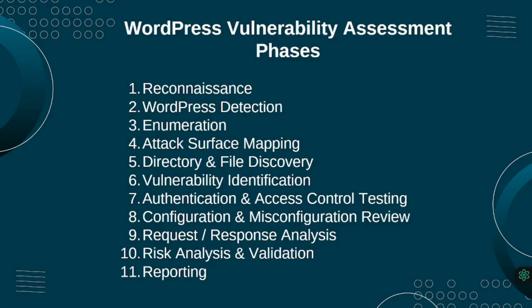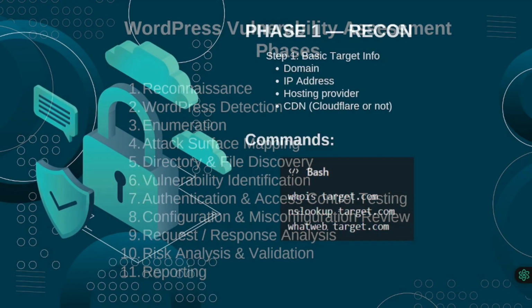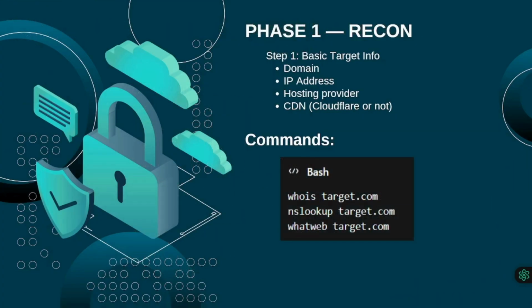First of all, reconnaissance and WordPress detection, enumeration, attack surface mapping, directory and file discovery, vulnerability identification, authentication and access control testing, configuration and misconfiguration review, request and response analysis, risk analysis, and validation reporting. Now we can start with the recon. Step one is basic target info: domain, IP address, hosting provider, CDN also.